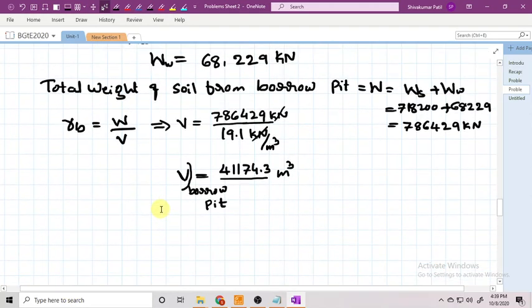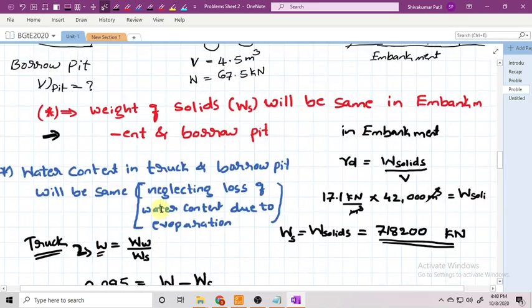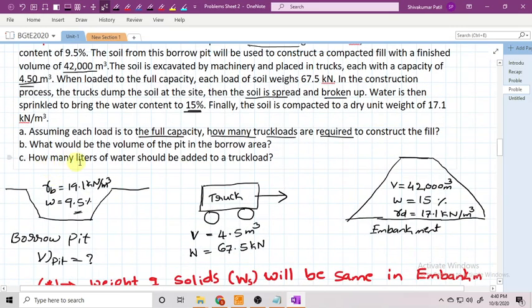Okay, so there is a third part. What is the third part? How many liters of water should be added to a truckload. Whenever a truck brings the soil from the borrow pit, they will add some water, because they have to increase the water content to 15%. In the borrow pit it was 9.5%, so the water content has to be increased.